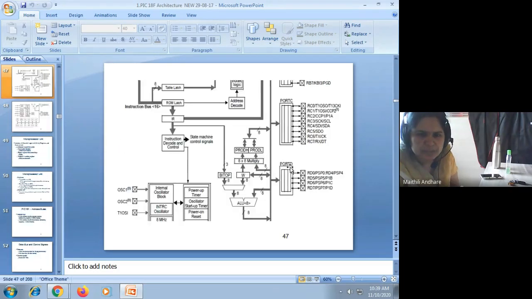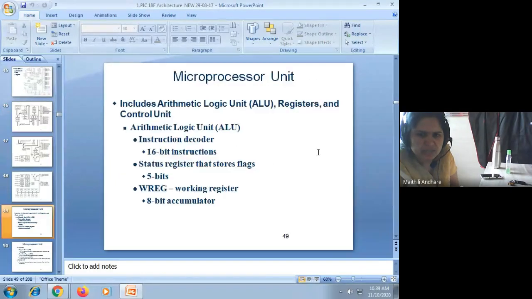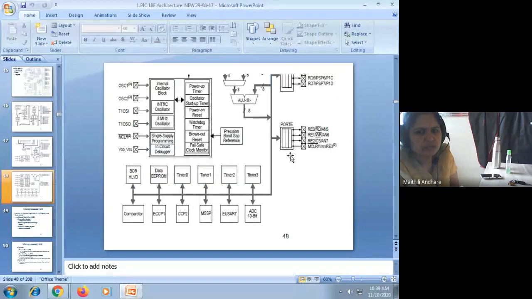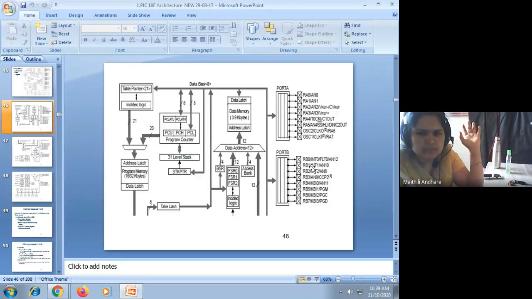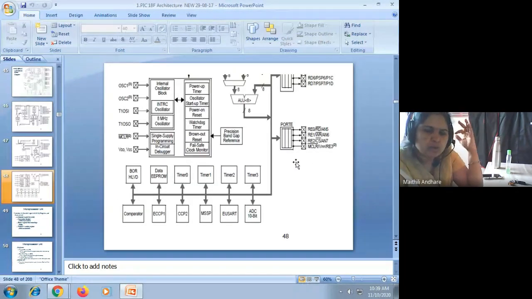So we have seen port A, port B, port C, port D, and port E. But port E has only 3 pins, whereas port A has 6 pins. Port B has 8, port C has 8 pins, and port D also has 8 pins. Only port A and port E do not have 8 pins: port E has 3 pins and port A has 6 pins available.